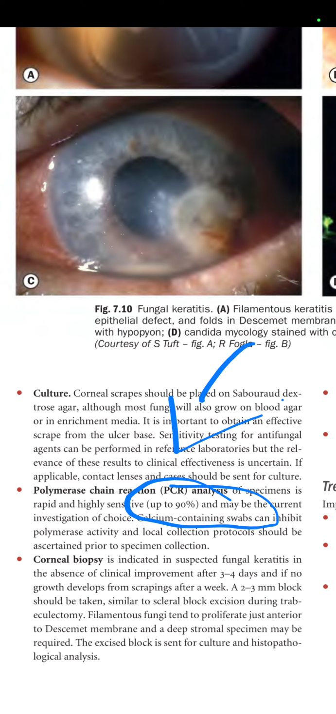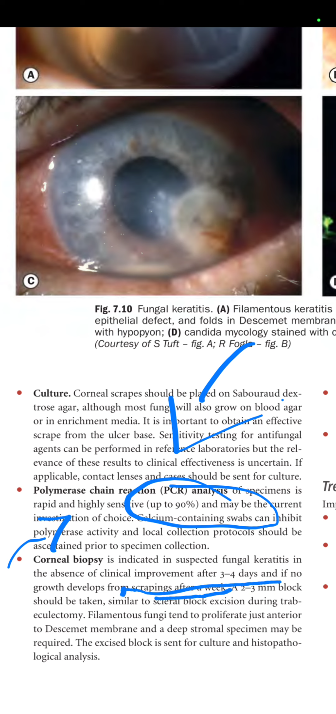Corneal biopsy is indicated in suspected fungal keratitis in the absence of clinical improvement after 3 to 4 days, and if no growth develops from scraping after a week. So we do corneal biopsy if there is no growth from scraping after a week, or if there is no clinical improvement after 3 to 4 days.